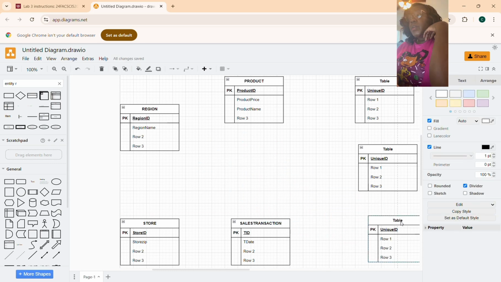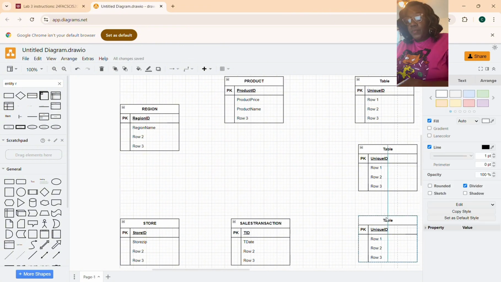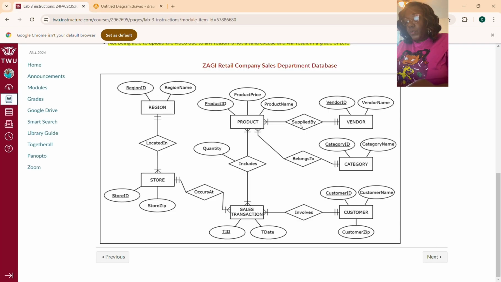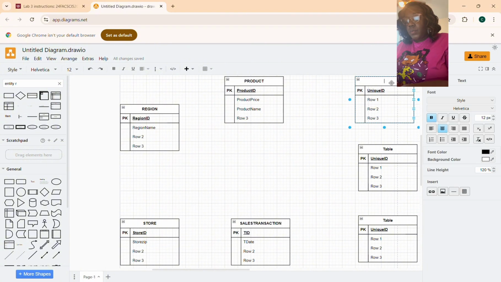And then when we go back to the database, we see over here first we have vendor as the entity. So we will put vendor in capital letters, and then the primary key for that entity will be vendor ID. So we will add vendor ID.